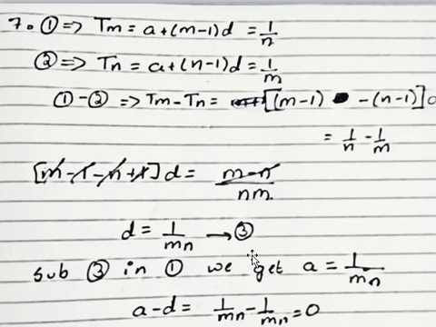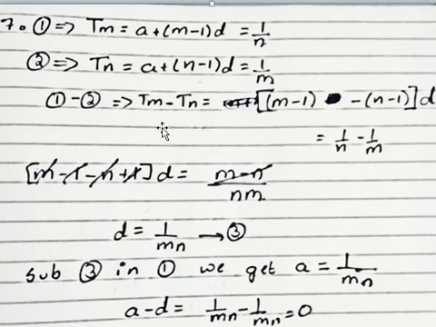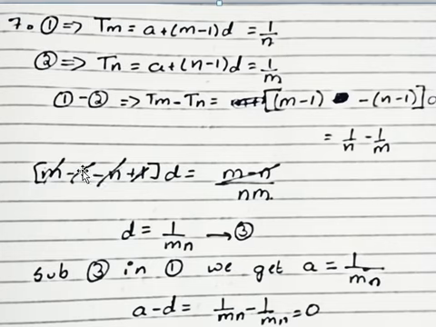So let's take that as equation 3, and just substitute that equation 3 in equation 1, then you will get the value of a as 1 by mn also. Now I will give you a quick 30 seconds and just substitute the value of d in equation 1, and I'm sure you're going to get the value of a as 1 by mn.